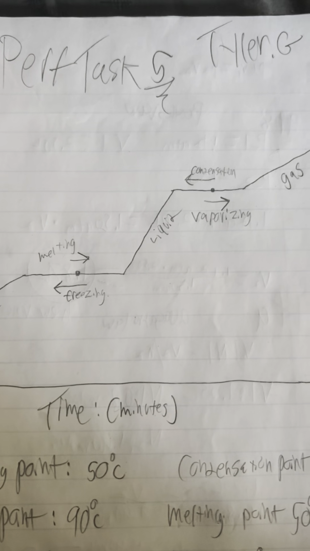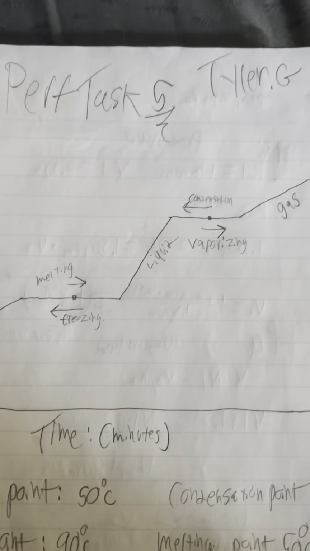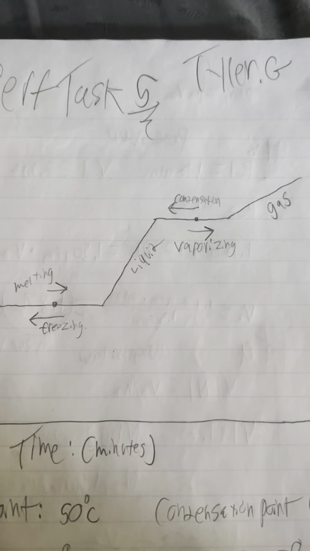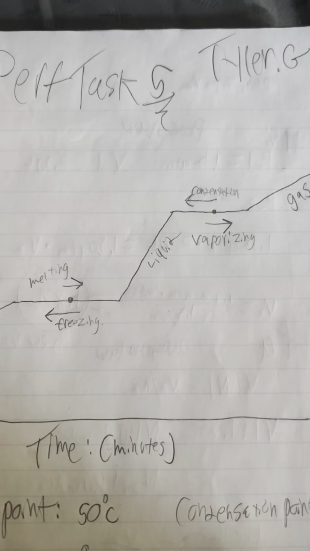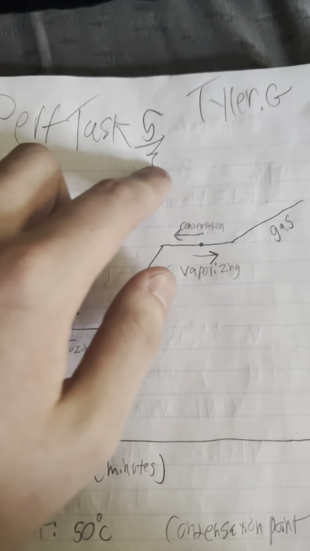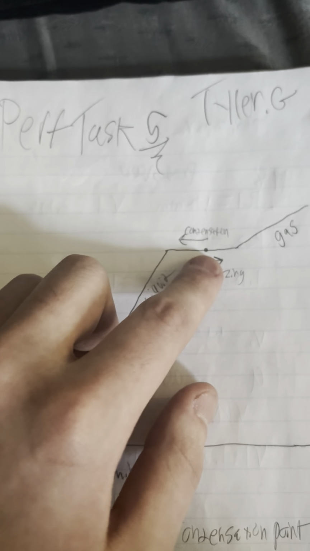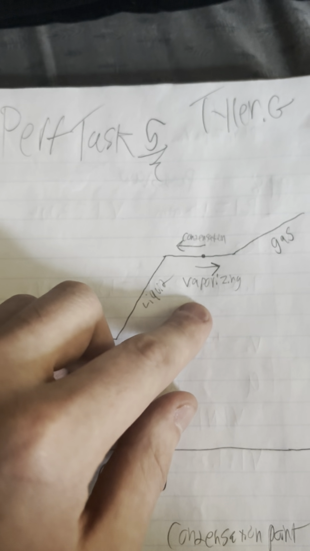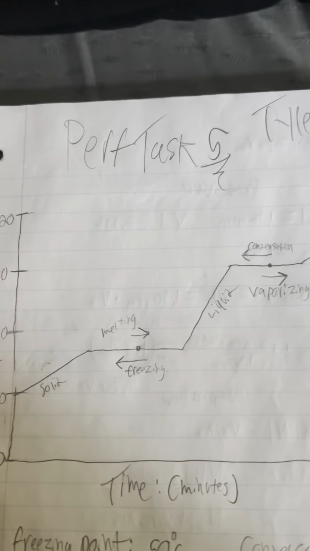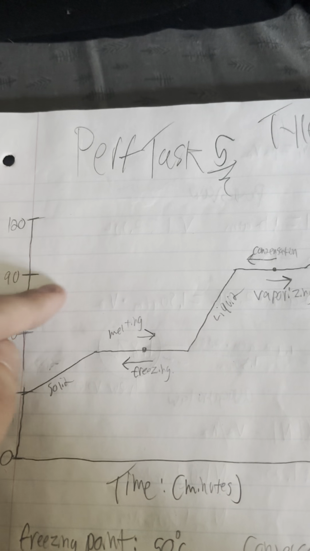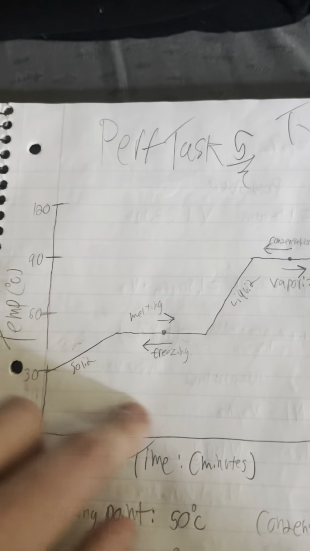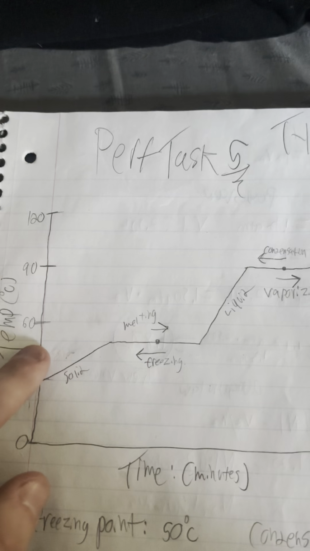The third question is finding the condensation point. The condensation point would be located at the same point as the boiling point. So I would say that the condensation point is in the same place as the boiling point, which is located at 90 degrees Celsius in this question. And also the melting point is located at 50 degrees Celsius.